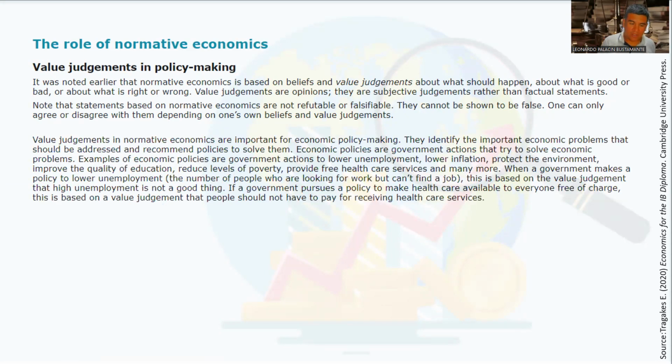Value judgments in normative economics are important for economic policy making. They identify the important economic problems that should be addressed and recommend policies to solve them. Economic policies are government actions that try to solve economic problems.